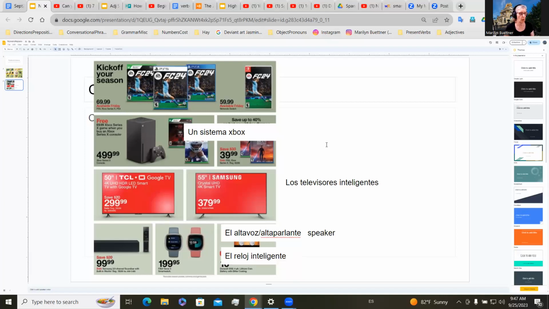¿Cuál es el producto que cuesta 499? Un sistema Xbox. Xbox. Eso sí, un sistema Xbox. Y cuando hay muchos productos, especialmente con una marca, especially with the brand name, sí, es Xbox, sí. Sometimes you don't really get a translation. Sí, un reloj inteligente, sí, pero a veces no. Sometimes we don't get an actual translation thing. Okay, vale.